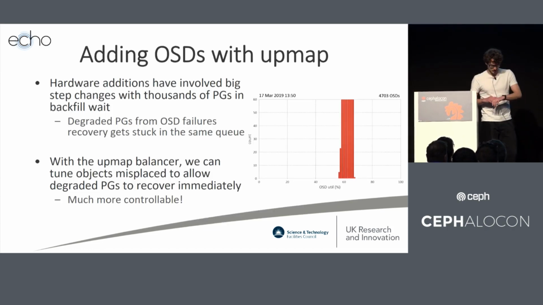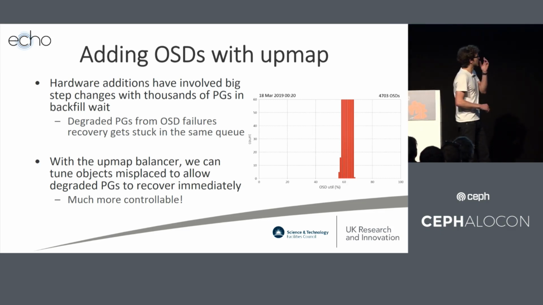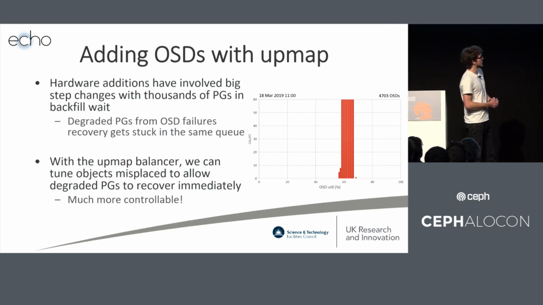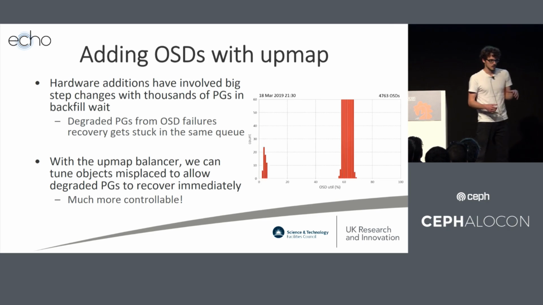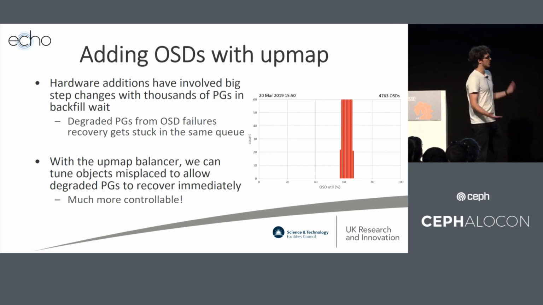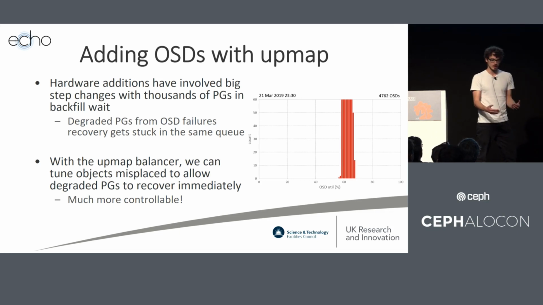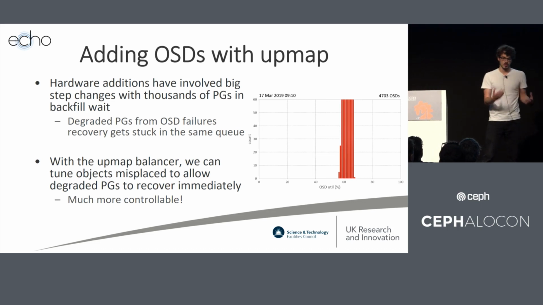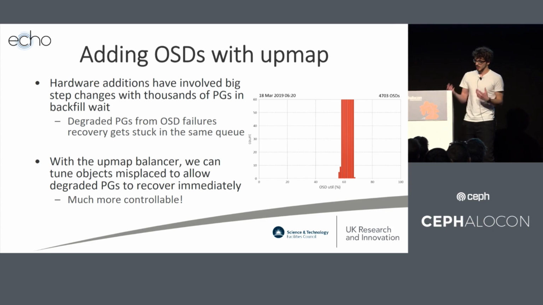So finally, one of the other things Dan mentioned in his slides was adding OSDs using upmap. Very briefly, you add in all your OSDs, you upmap all the placement groups off them, and then you let the upmap balancer remove those upmaps and move placement groups back onto them. It gives you much more control over the operation.